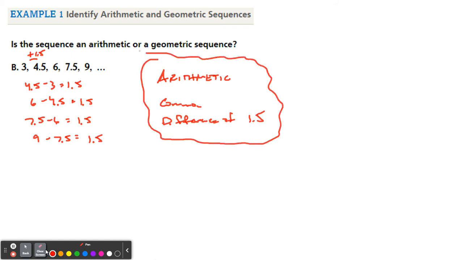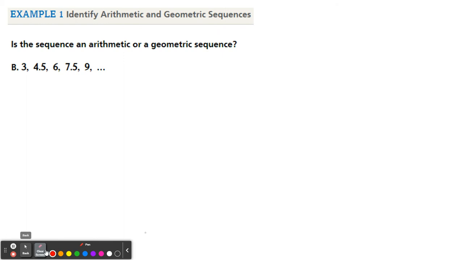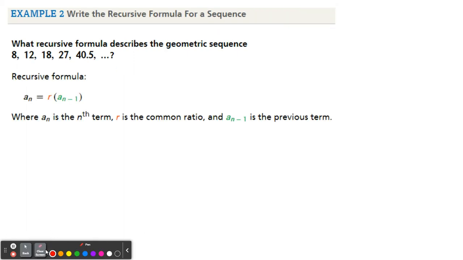And there we go. So that's the comparison between arithmetic and geometric. So be aware of how we figure out each one. Okay, so now it says, what is the recursive formula that describes this geometric sequence? So they're telling us that this is geometric, but they want the recursive formula. So here it is right here, right? A sub n equals r times a sub n minus 1.